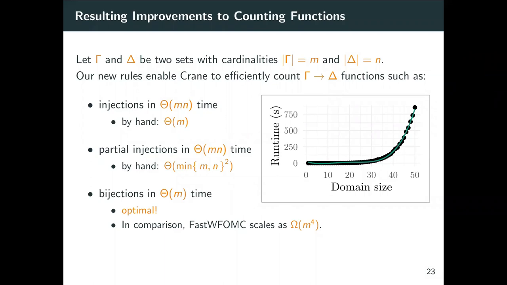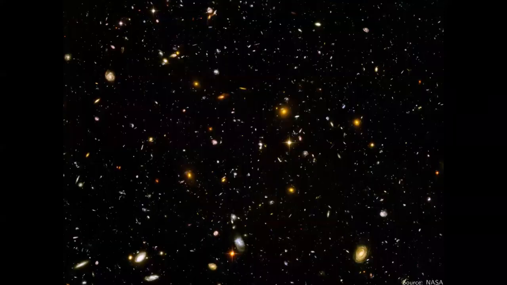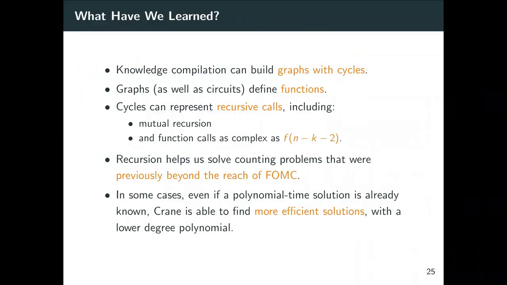So a linear time over a quartic time is still a significant improvement. Now let's go back to the big picture and consider what we've learned. I think it's an interesting new idea to do knowledge compilation on graphs that can contain cycles. As far as I know, no kind of knowledge compilation has ever been done in this way.